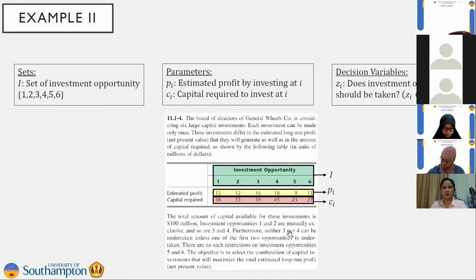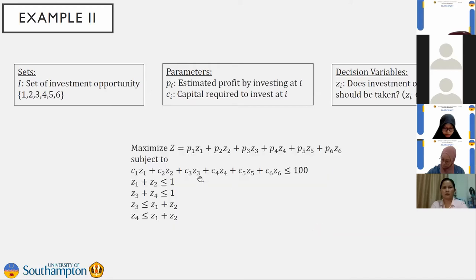And next is the logic on the decision making of investment opportunity. It is mentioned here that 1 and 2 are mutually exclusive, and so are 3 and 4. What does it mean? It means that 1 and 2 are mutually exclusive. When the company decides to invest in 1, then not in 2, and so on and so forth, that's what we call mutually exclusive, and so are 3 and 4. So the point is that for the investment opportunities, if 1 is taken, then the rest is not. If they take 4, then 3 is not anymore.